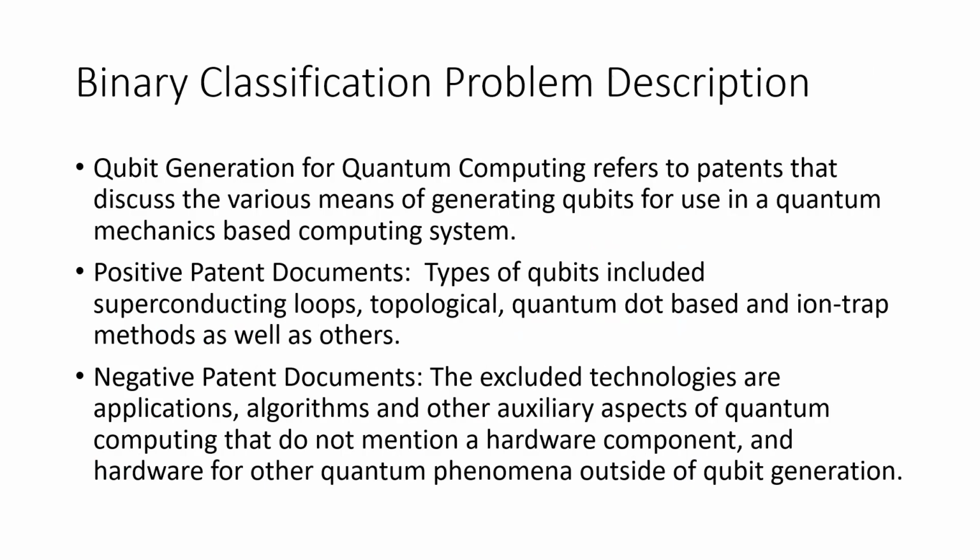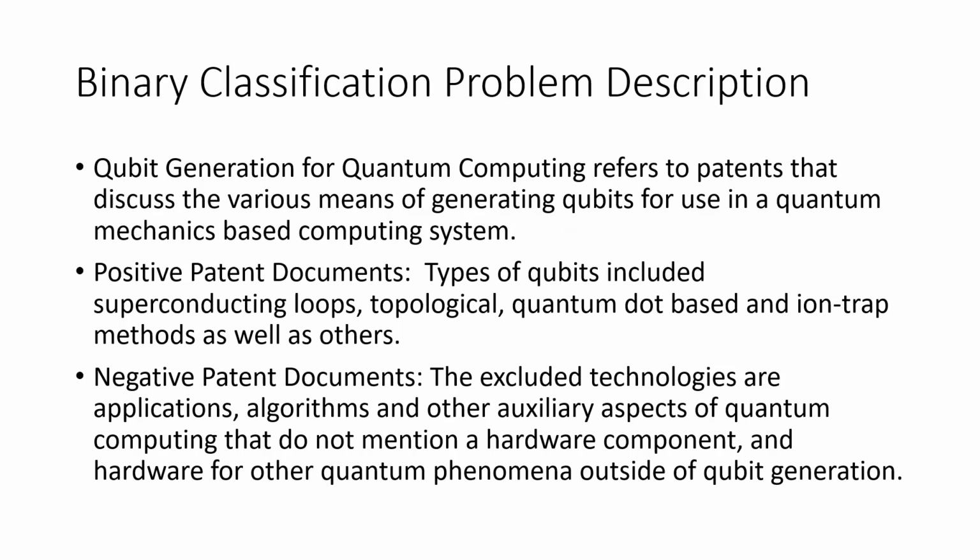So let's talk about my problem description for binary classification. So this was actually generated as the data set. Qubit generation for quantum computing refers to patents that discuss the various means of generating qubits for use in a quantum mechanics-based computing system. So it's got a classification of positive or negative. Positive if it's based on qubits, and negative if it's not.